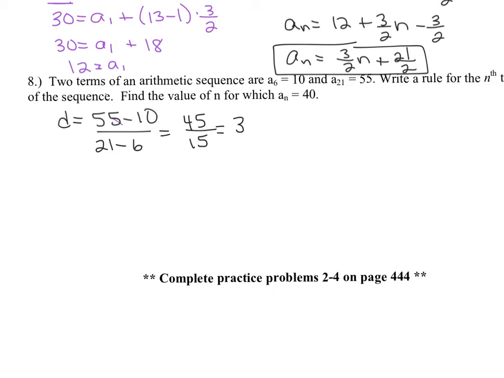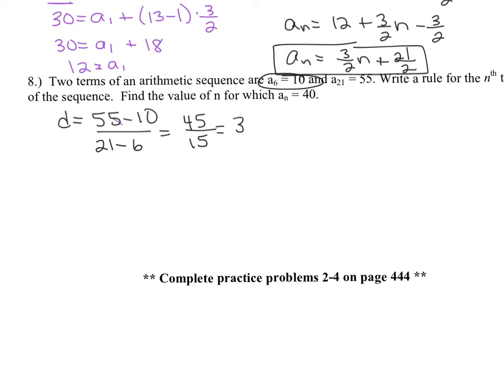So once we figure out that our common difference is 3, we then have to go and figure out what our first term is. So you just choose, again, it doesn't matter, you can use the first term or the second term. I'm going to use a sub 6 is equal to 10 because, well, it's the first one, smaller numbers. There's no real rhyme or reason. You can pick the other one if you like. So I'm going to use this point right here. a sub 6 is equal to 10.